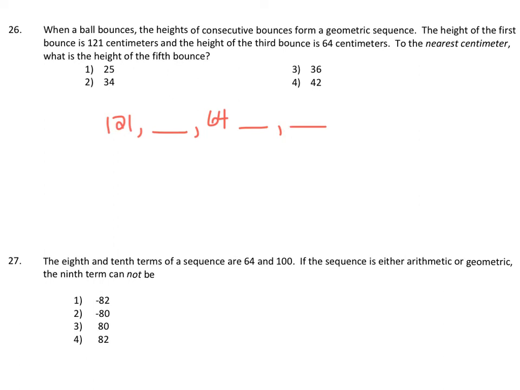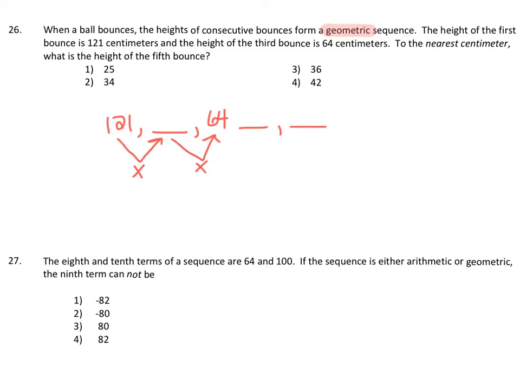Now what's important here is they do tell us that it's geometric, so it means we're multiplying to get from one term to the next. Now, at this point we don't know what we're multiplying by to get from one term to the next, but we know we're multiplying by the same number to get from the first term to the second term as we are to get from the second term to the third term. So if we don't know a number, we usually represent it with a variable. So I'm going to represent it with x.